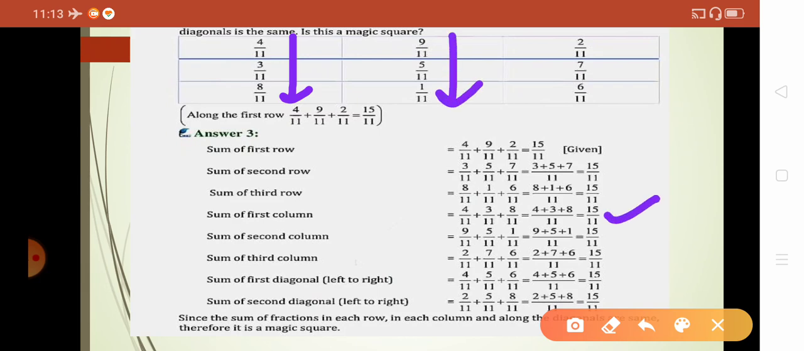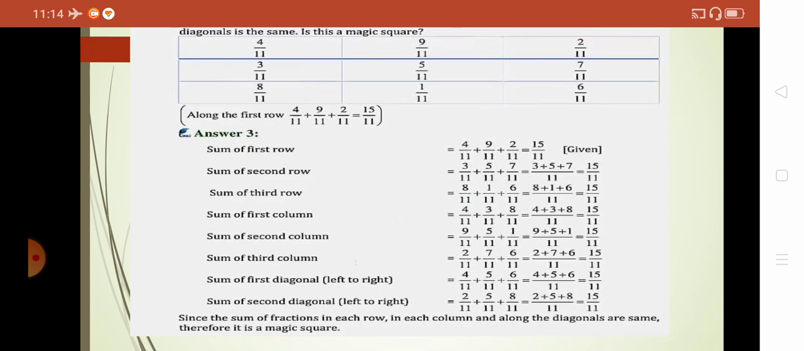Then the second column: 9 by 11, 5 by 11 plus 1 by 11. So 9 plus 5, 14. 14 plus 1, 15 by 11. Next, 2 by 11, 7 by 11, 6 by 11. So 7 plus 2, 9. 9 plus 6, 15 by 11.